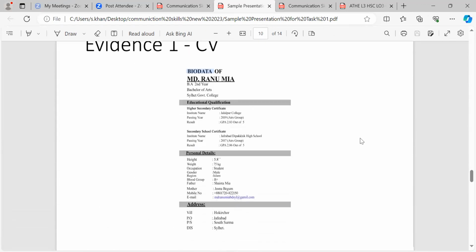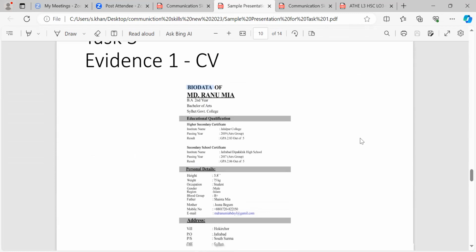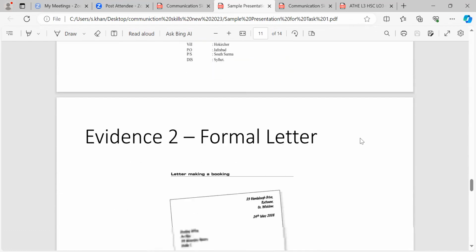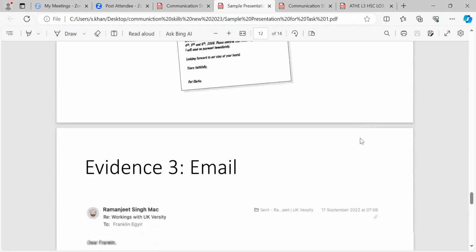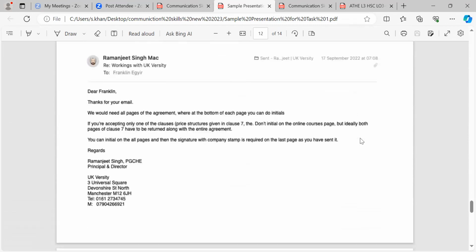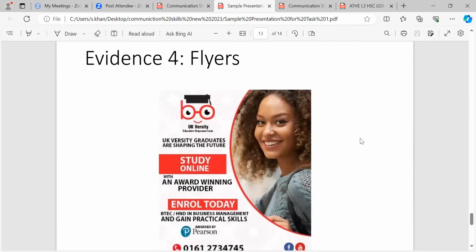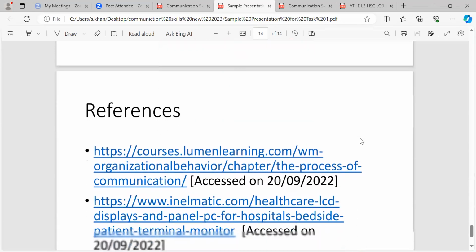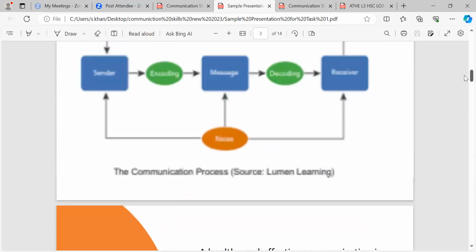Task 3, you need to produce evidence. So like we said, you need to produce evidence which could be a CV. So that will be your CV, yes? Evidence 2 could be a formal letter. And evidence 3 could be an email. Evidence 4 could be a flyer. And these are task 3, okay? And then the references are just down here. So this will help you towards doing task 1, 2, and 3.